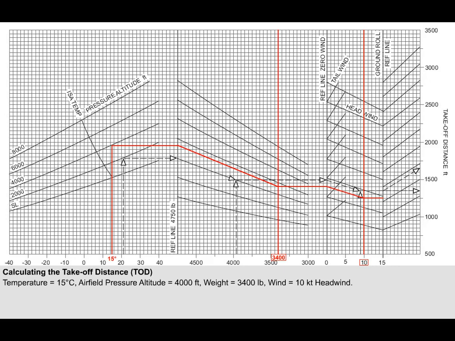Remember that the takeoff is not actually complete until the aeroplane has reached the 50-foot screen height. So from this point on the graph, we must move up the guidelines to the end. The takeoff distance in our example is approximately 1,550 feet from brake release to the 50-foot screen, and the takeoff roll, or ground roll, is 1,250 feet.